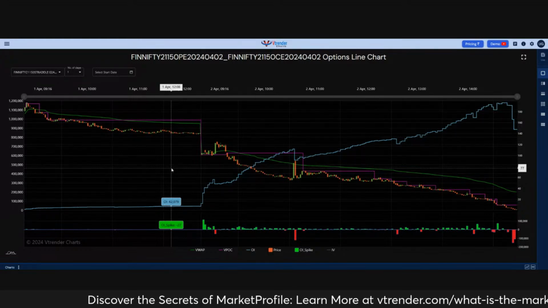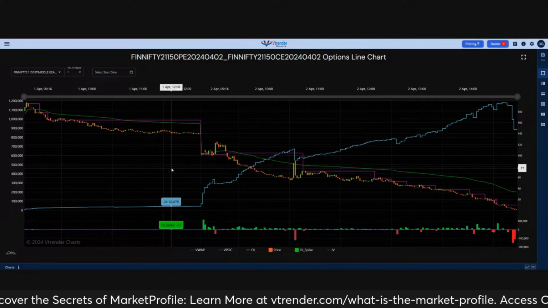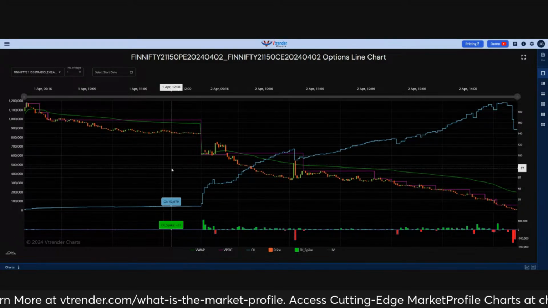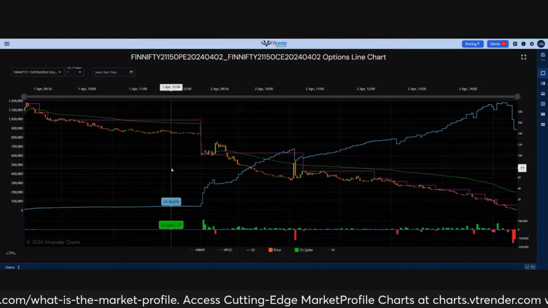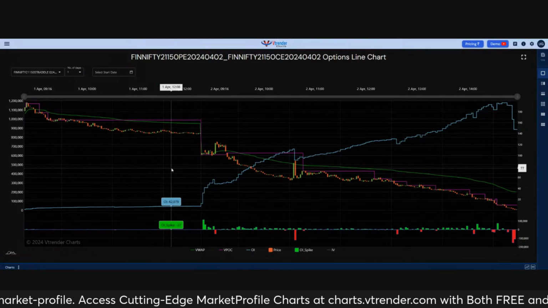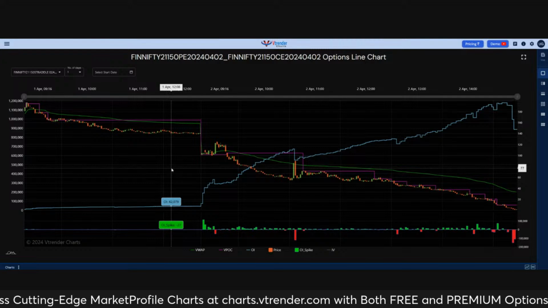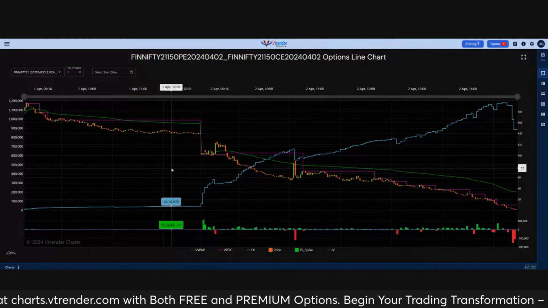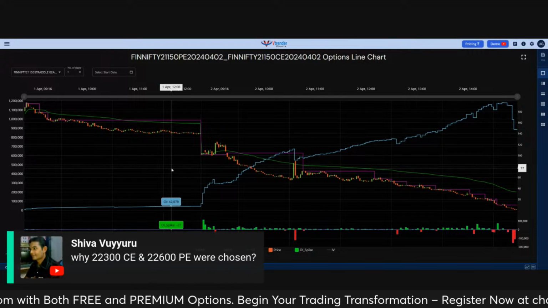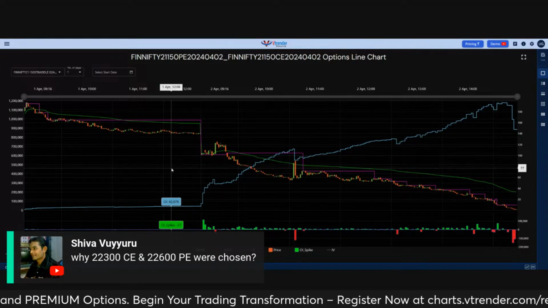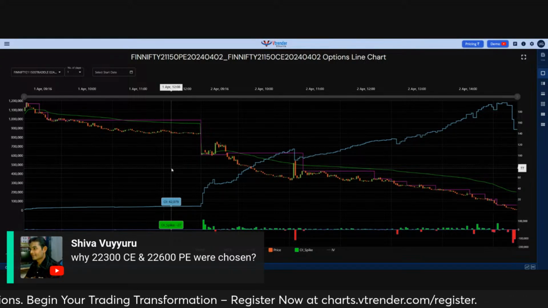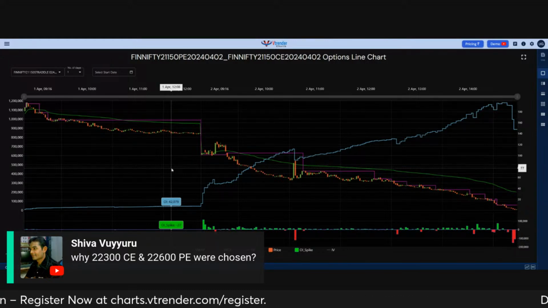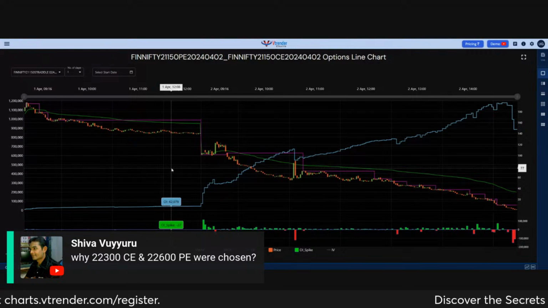We have spectrum charts in Nifty which give us the expected range of the weekly settlement. The expected range on the lower side was 22,300. So that is the reason we were looking at the 22,300 call. And because we would want to take one strike deep in the money option, we looked at the 22,600 put. So this is an answer to Shiva's question about why the 22,300 call and 22,600 put were chosen.